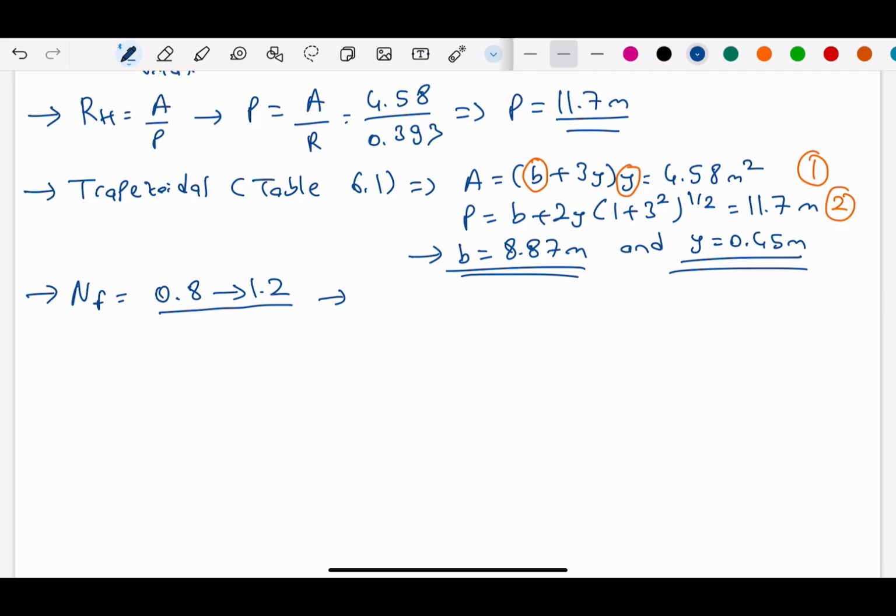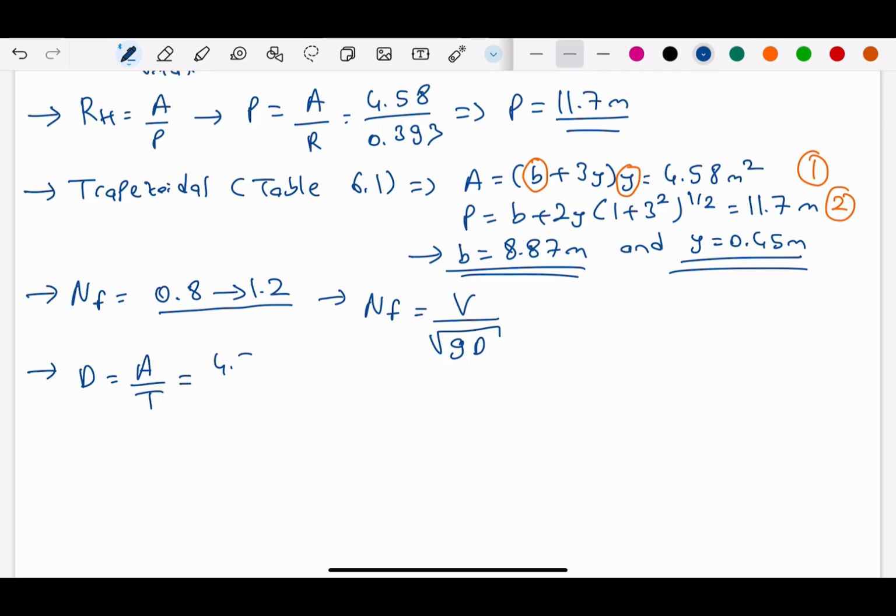So for the Froude number, we need v, which is velocity, over g, acceleration, and hydraulic depth. So right now we know velocity, we know the g, but we need to find hydraulic depth. So again, from table 6.1, you will see the hydraulic depth for trapezoidal. So D is A over T.